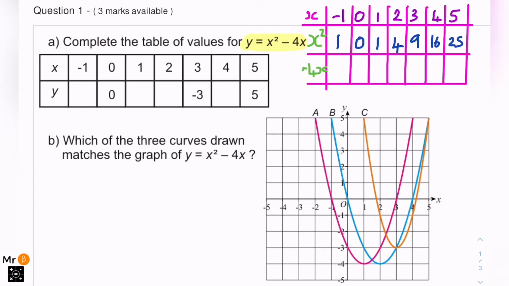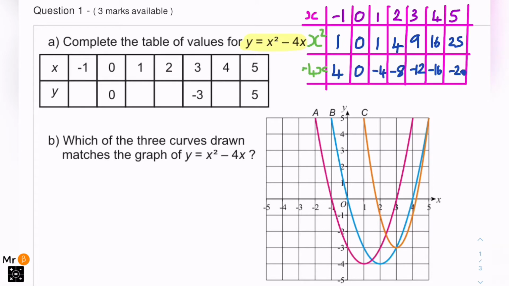Now my next part told me to do negative 4 times my x value. So I've got to do negative 4 times negative 1, which is positive 4, as two negatives make a positive. Negative 4 times 0 is 0. Negative 4 times 1 is negative 4. Negative 4 times 2 is negative 8. Negative 12. Negative 16. And negative 20.